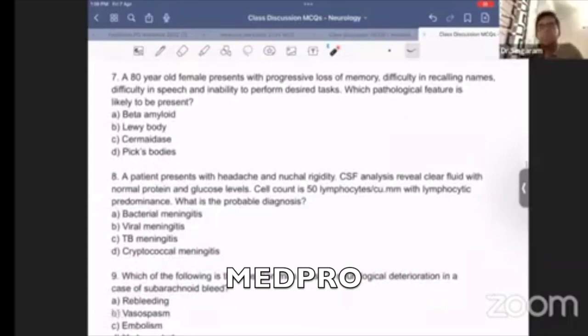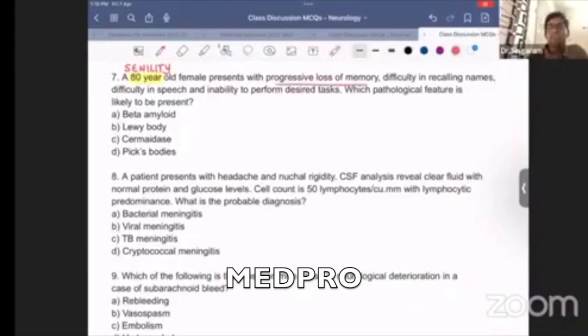An 80-year-old female patient presents with a progressive loss of memory, difficulty in recalling names, difficulty in speech, and not able to perform desired tasks. Which pathological feature is likely to be present? Look at the age, 80 years. It is a disease of senility, a very, very old person. Okay, senility. And you can see what are the important things which are given.